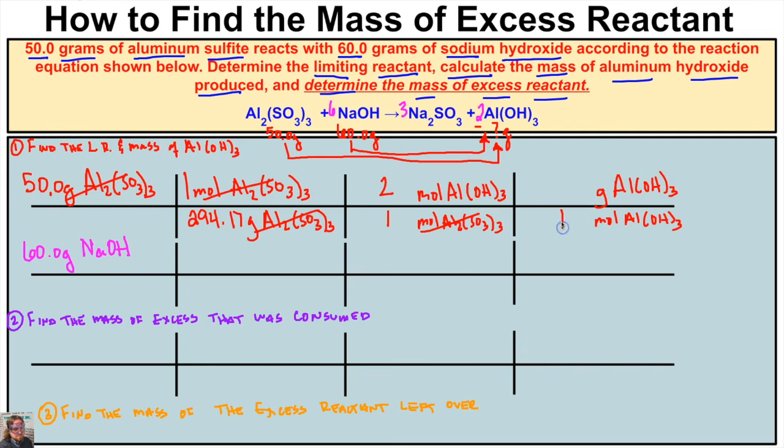So we know 1 mole of aluminum hydroxide is 78.01 grams. That's the molar mass of aluminum hydroxide. Moles of aluminum hydroxide now cancel, leaving us with grams of aluminum hydroxide, and that's what we're trying to find. We're trying to find the mass of aluminum hydroxide. So now we get our calculator out, take 50.0 divided by 294.17 times 2 times 78.01, and we end up with 26.5 grams of aluminum hydroxide.